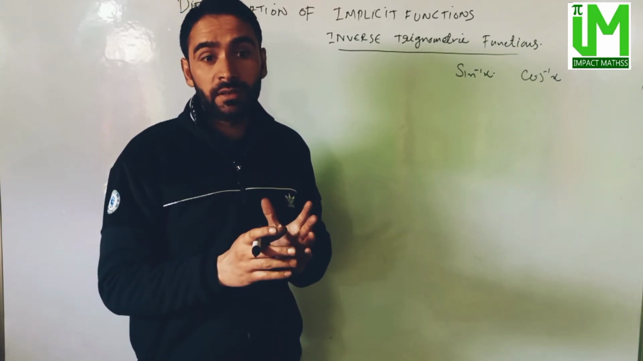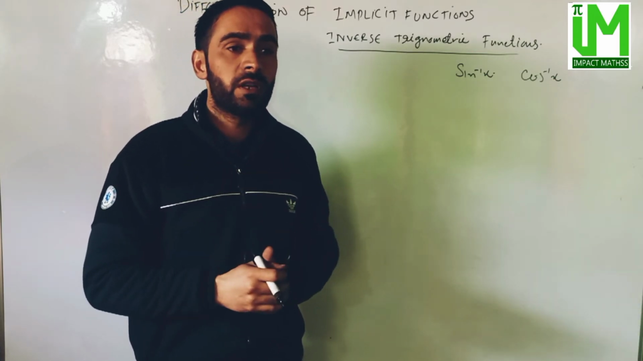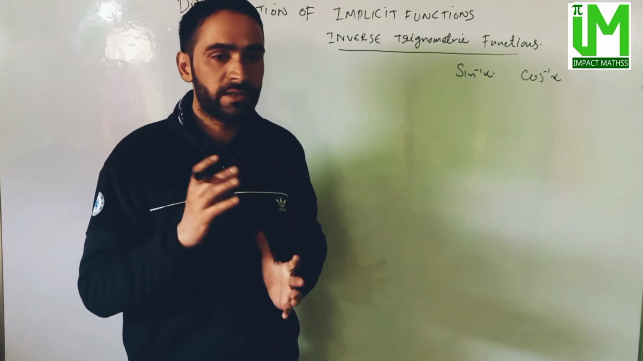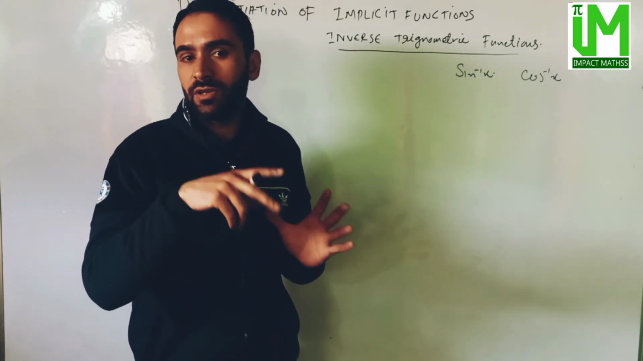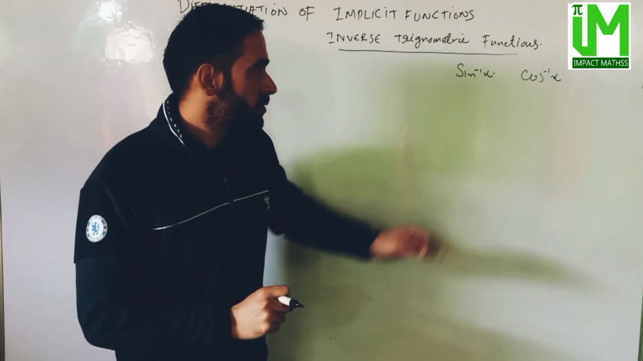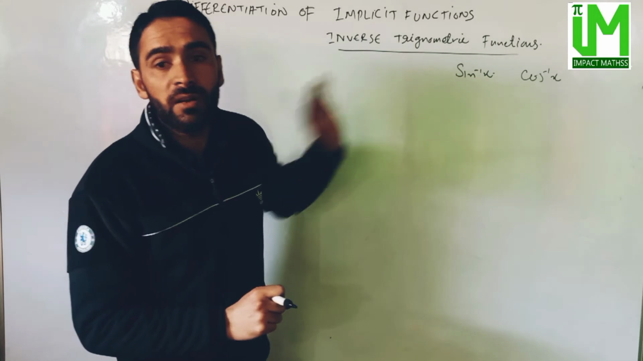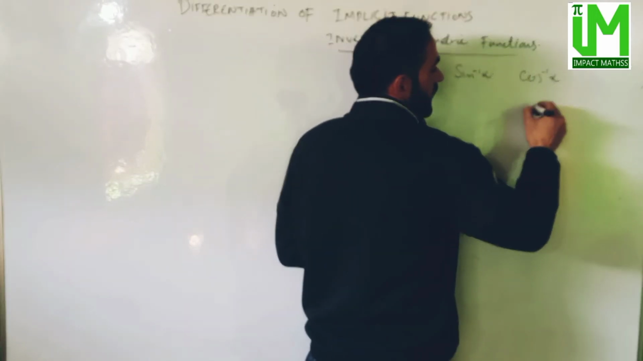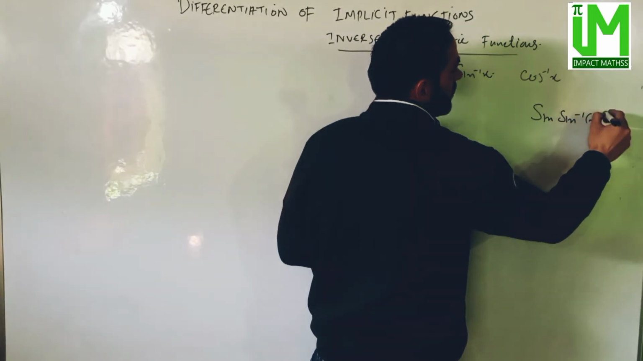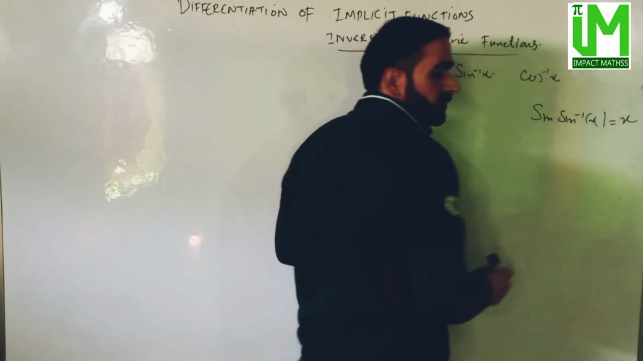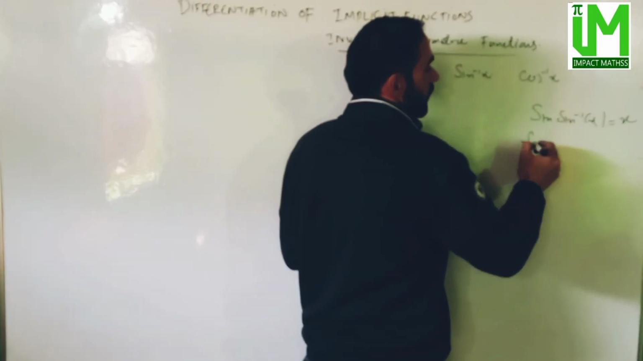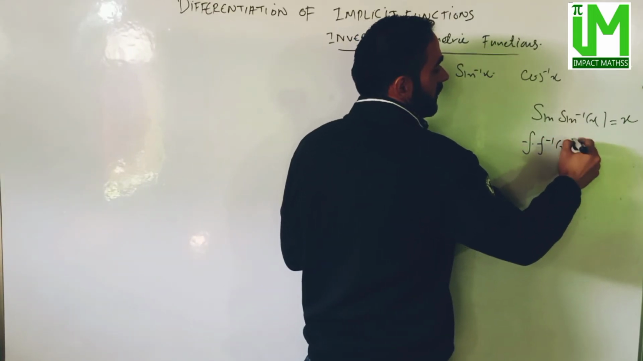Within that domain this becomes one-one and onto, thus its inverse exists. In inverse maps, we simply switch the domain set with the codomain set. So we have sin(sin inverse x) is equal to x, because we know f(f inverse x) is equal to x.